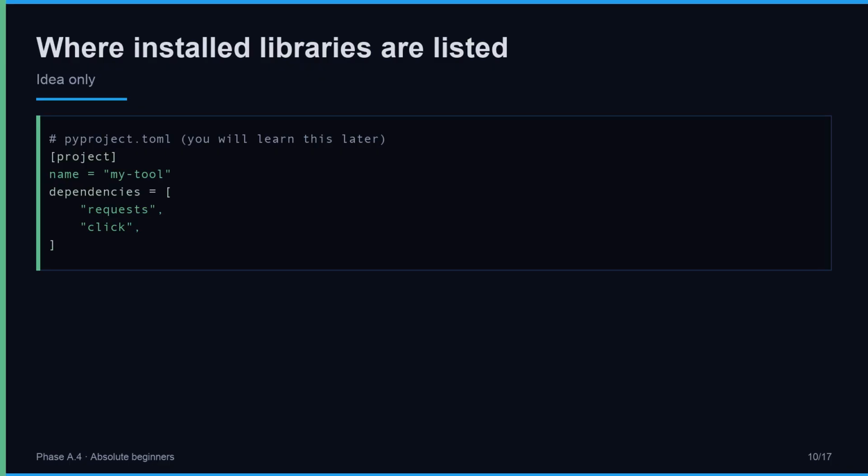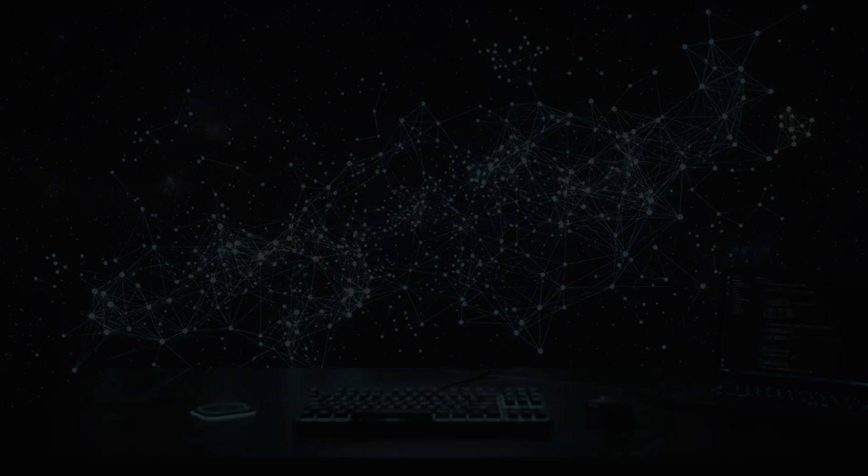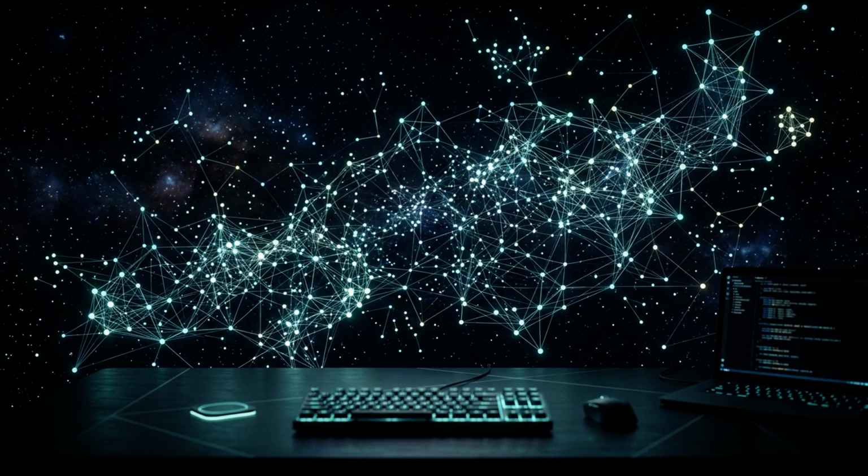You do not need to understand this file yet. You will learn it in a later phase. For now, just see that dependencies is a list of library names. When someone else gets your project, they install everything in that list with one command. The file is the receipt of what your project needs. A receipt of needs. The Python ecosystem is one of its greatest strengths.